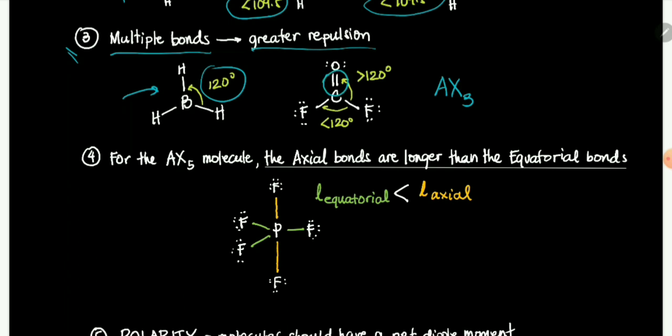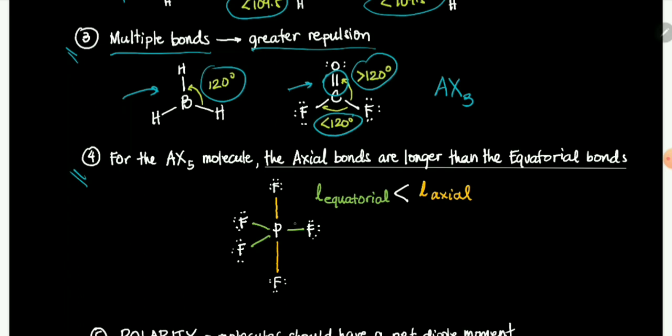So yung double bond, nagpo-form siya ng greater angle with the fluorine, greater than 120 degrees. So yung oxygen and fluorine, mas malaki yung angle nila kaysa sa dalawang fluorine which is less than 120 degrees. Kasi may effect yung ating multiple bond or yung double bond dito. Greater repulsion siya kasi it contains a total of 4 electrons or 2 electron pairs or 2 bonding pairs to be specific. Okay? So next, for the AX5 molecule, the axial bonds are longer than the equatorial bonds.